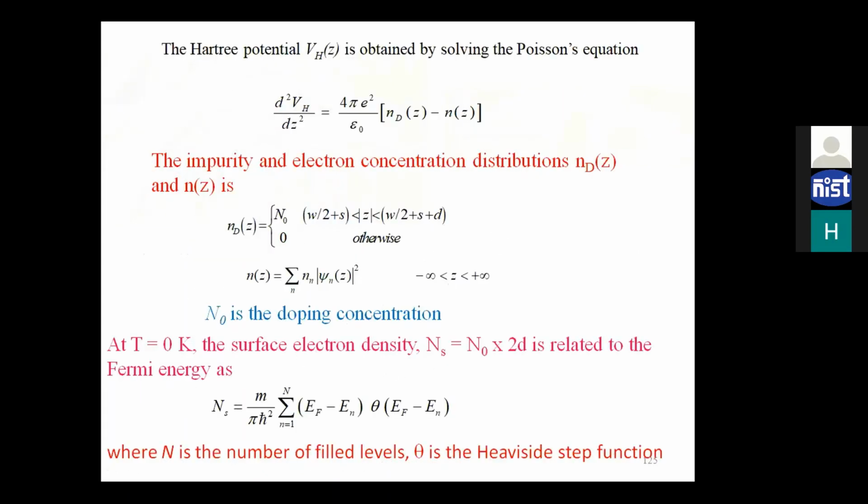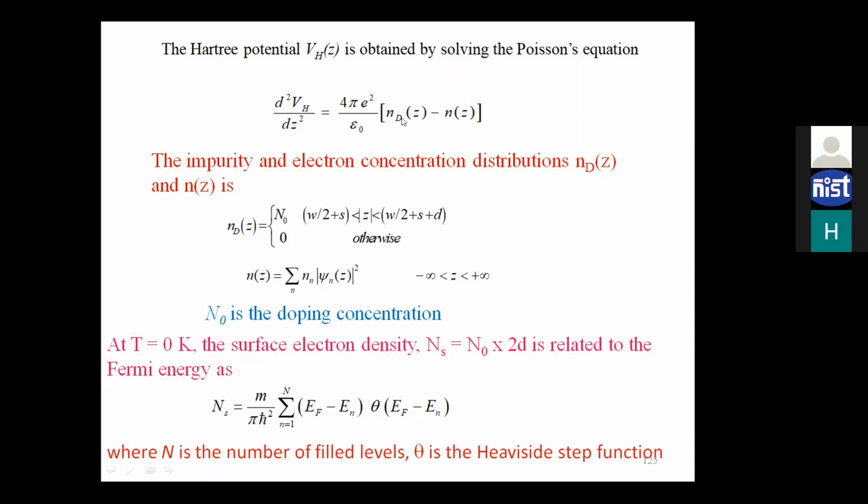As I already told, to get the Hartree potential, you need to solve the Poisson's equation. For Poisson's equation, as you know, this is equal to 4π by ε_0, because this is in CGS units, times the charge density. Here the charge density is N_D(z) minus n(z), where N_D(z) depends upon our doping, how much concentration of dopant we dope.